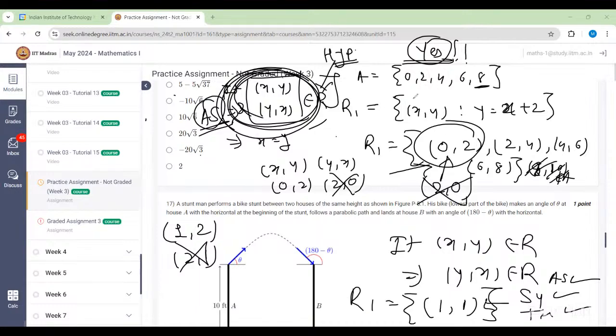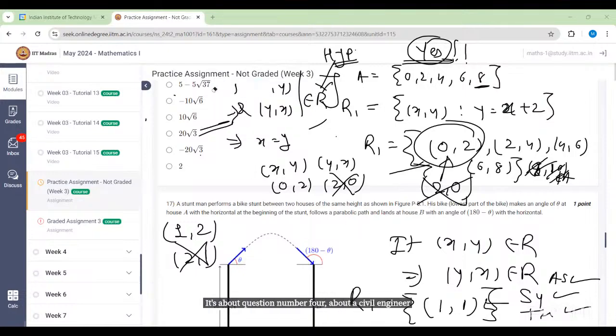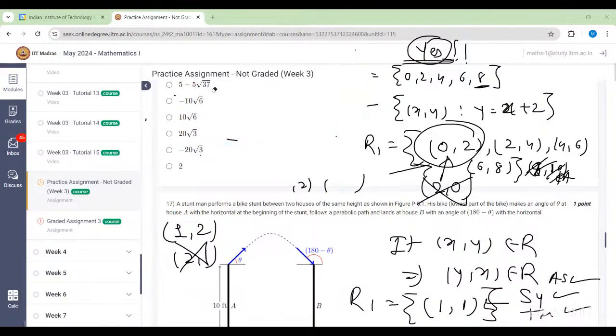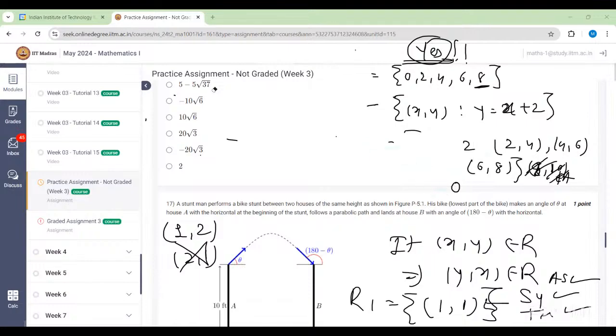Yeah, and I have a question, which is again about the practice assignment, if you have time. It's about question number 4, the civil engineer question. I hope that's there with you too. Question number 4, right? Yeah, the civil engineer one.